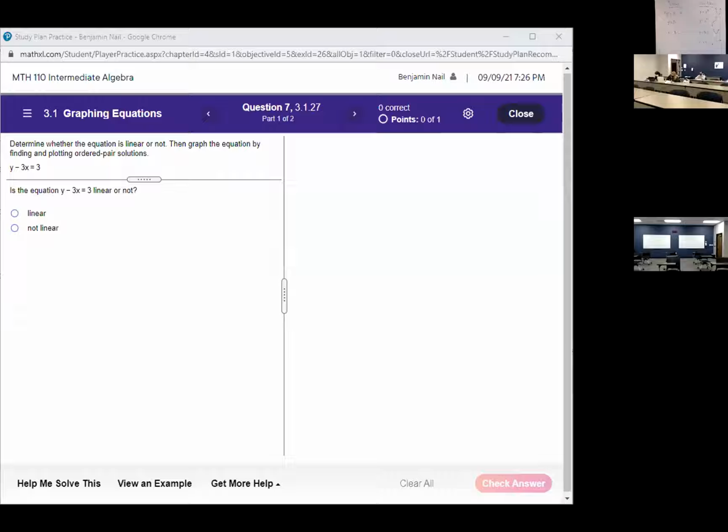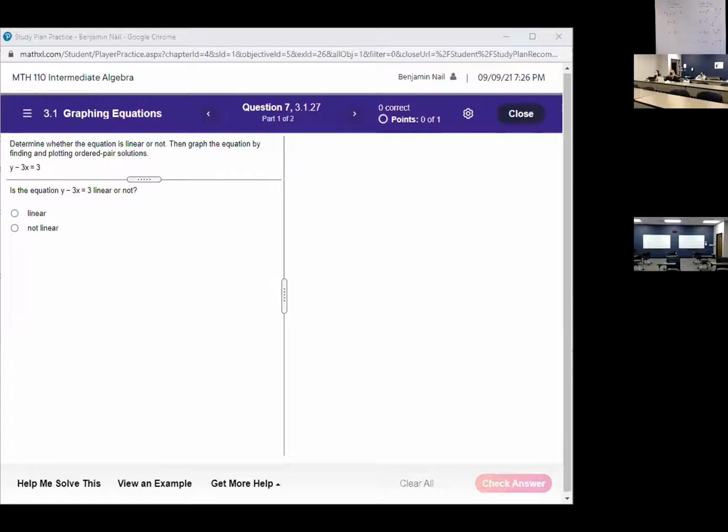that 3.1 graphing equations. It says determine whether the equation is linear or not. And it gives you the equation y minus 3x equals 3. Is everybody looking at what I'm looking at? Okay. So the question is, is this linear or nonlinear? We just have a singular y and a singular x, no exponents, no crazy operation. So this is an example of a linear function. Fantastic. Thank you, my math lab.